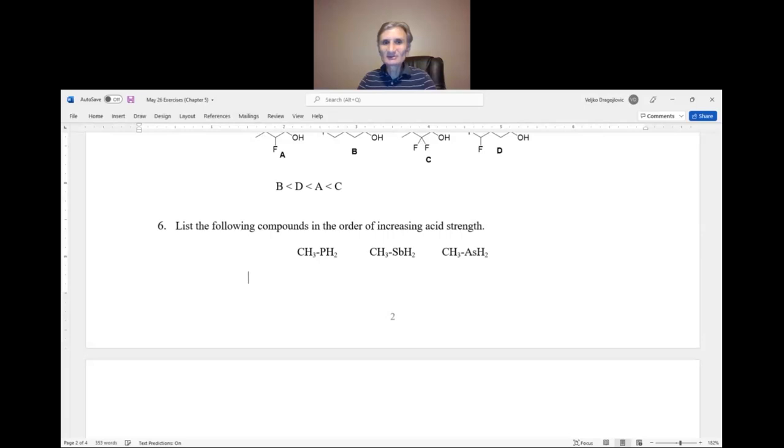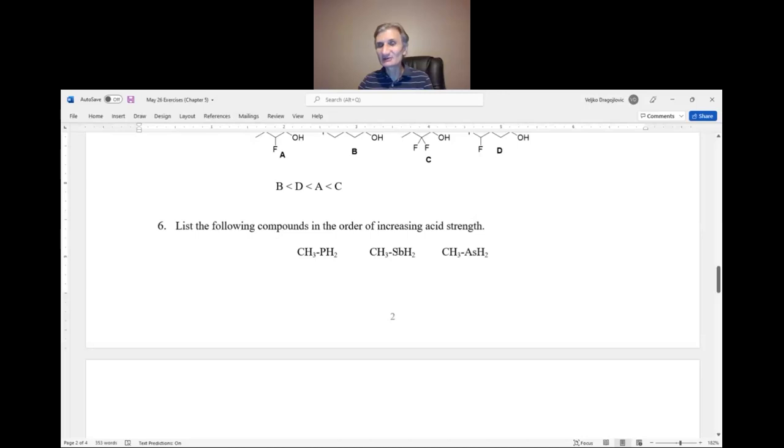List the following compounds in the order of increasing strength. And here we have hydrides of phosphorus, antimony, and arsenic. And in this case, because they are in the same group of periodic table, when hydrogen is bonded to atoms of the same group of periodic table, acidity increases with increased size of the atom. That's because the conjugate base that is larger has negative charge that is distributed over a larger volume of space, and it's more stable. So the strongest acid is going to be the one with the largest atom that is bonded to acidic hydrogen.